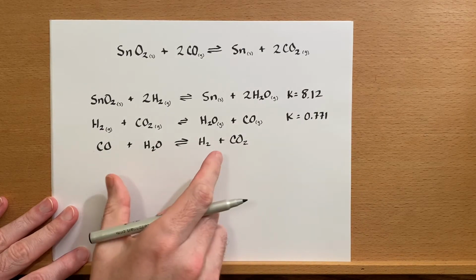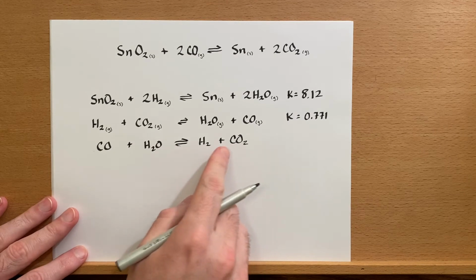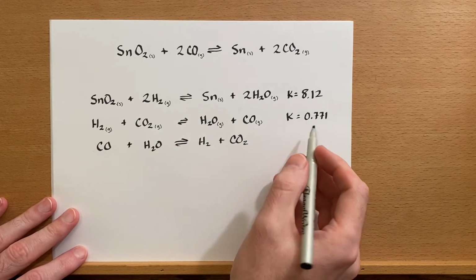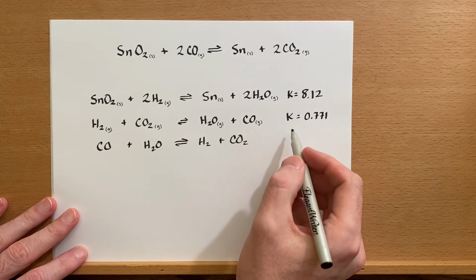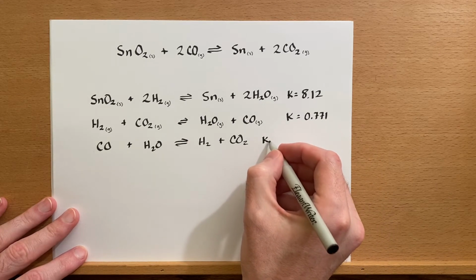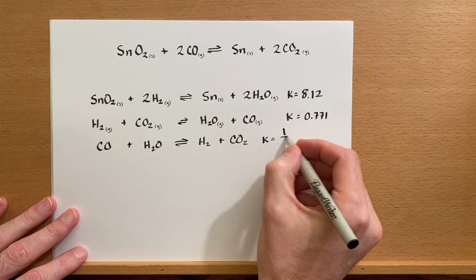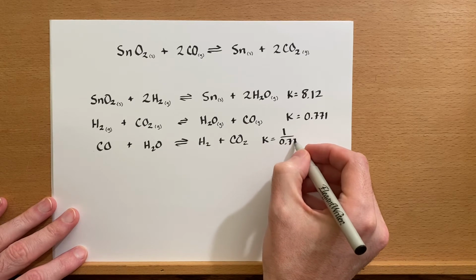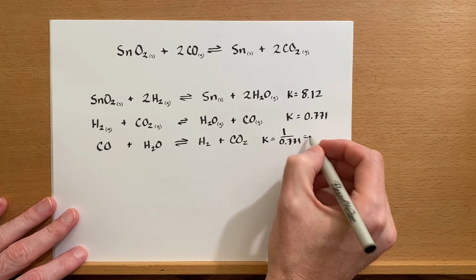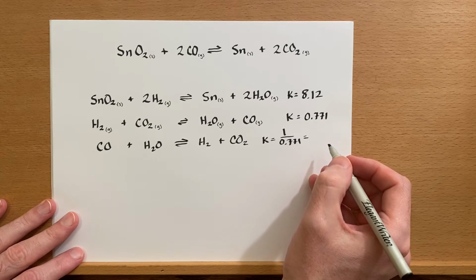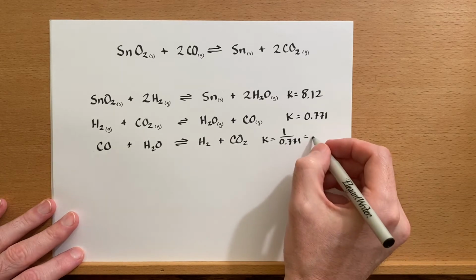going to H2 plus carbon dioxide. And when we turn a reaction around, make the products and the reactants switch places, we take the reciprocal of the K, or the inverse. So this K for this reaction should equal 1 over this K right here, so 1 over 0.771, or that value is 1.297.